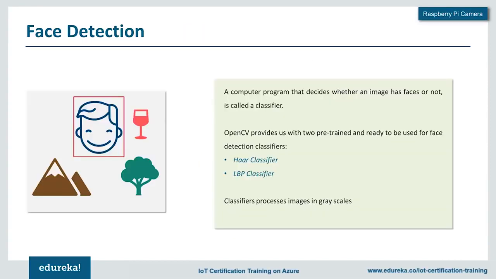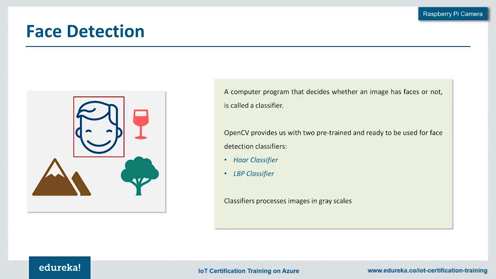Now when we talk about face detection, the first stage of face detection is wherein a program actually decides whether an image has a face or not, and this stage in itself is called a classifier. In order to achieve this, OpenCV provides us with two pre-trained and ready to use face detection classifiers which are part of it. We have the Haar classifier and we have the LBP classifier as well.